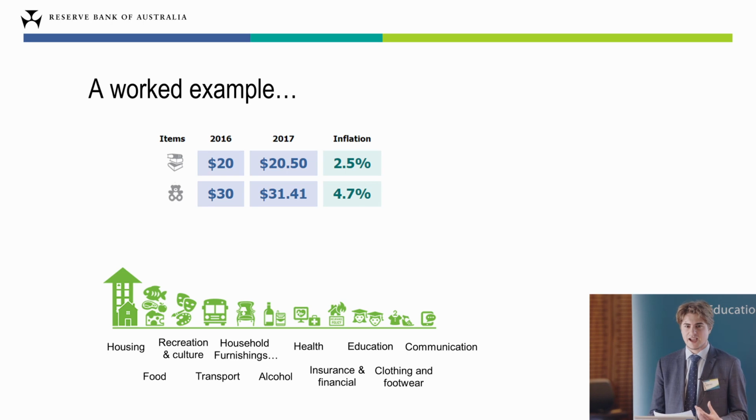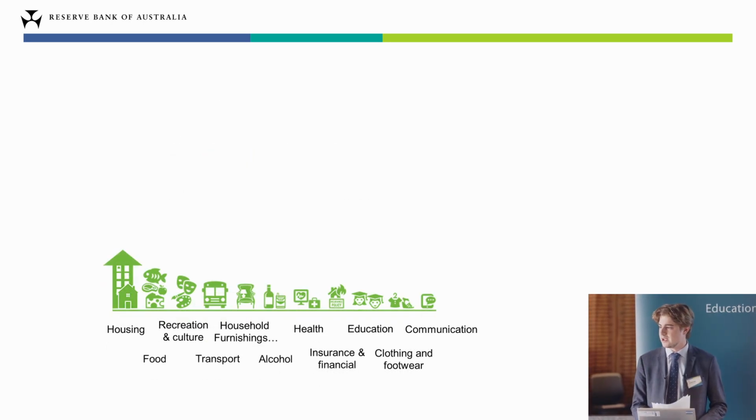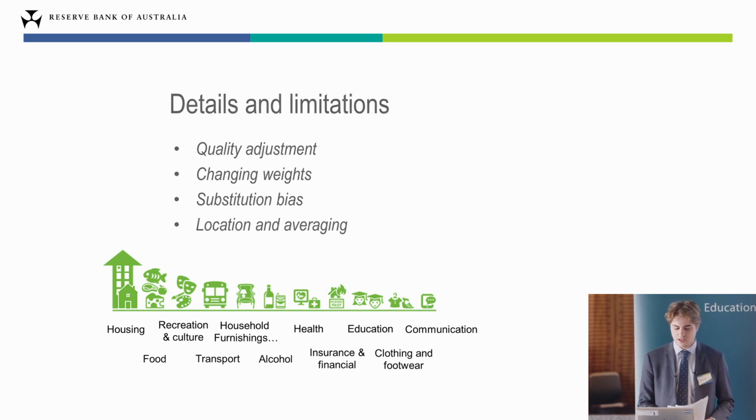And to calculate our aggregated index, if households spend equally on toys and books, we would end up calculating an inflation rate right in between 2.5 and 4.7%. But if households tend to spend a lot more on books than toys, then that inflation rate on aggregate is going to be much closer to 2.5%. In the real world CPI, there's not two products, there's 87 low-level indices, all with their different weights.